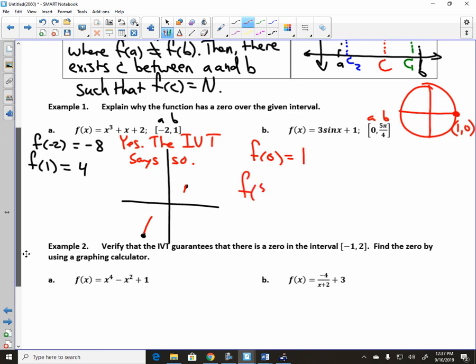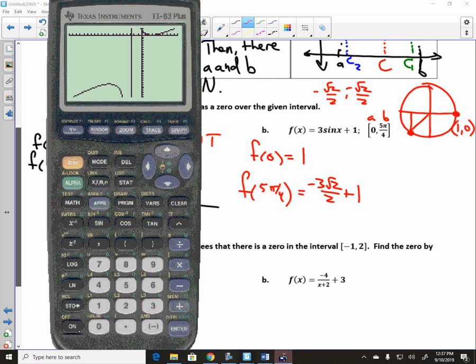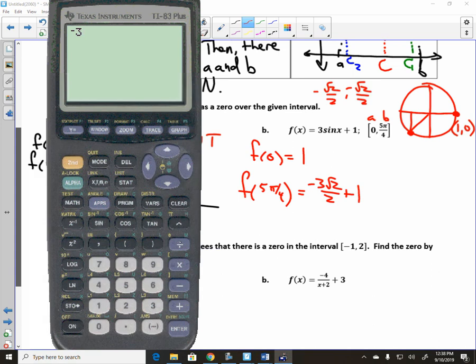Now I have f of 5 pi over 4. So 5 pi over 4, that's 225 degrees. Anybody know that terminal point? Good, so we have -3 roots of 2 over 2, plus 1. We should see if that's positive or negative. I'm going to use my handy dandy calculator here, and I think it's negative. At -3 roots of 2, I'm going to add 1 to that.